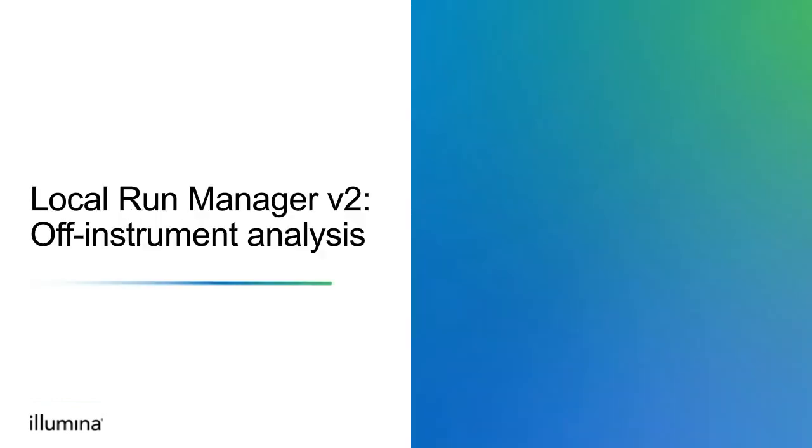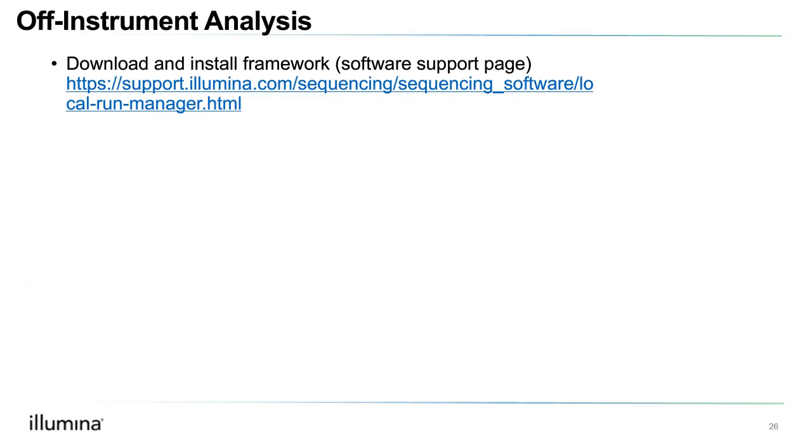Now let's talk about Local Run Manager off-instrument version 2. If you would like to perform off-instrument analysis, either because you want to requeue the run or you want to reanalyze the run off-instrument, you can use our off-instrument version. To perform the off-instrument analysis, we will need to install the framework and the modules. You can go to our support website and download the off-instrument installer version 2.